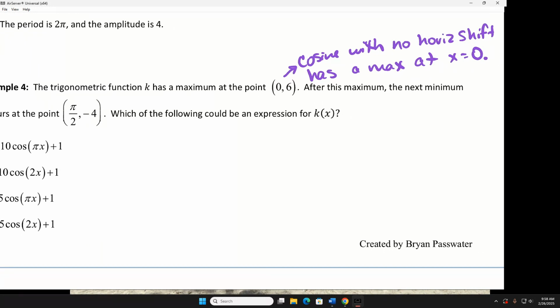So do you all want me to draw it, or you just want it? Draw it. You want to draw it? Okay. So I know at (0, 6) I have a max, and then I know at pi over 2, -4, I have a min. And so it's something like that. Less wobbly though.